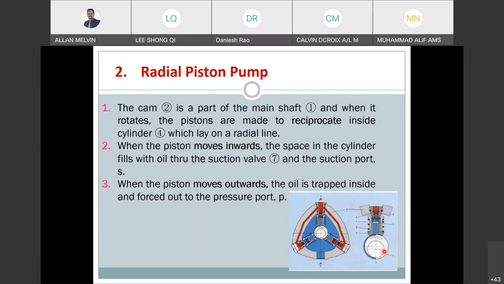So you have some radial line. When the piston moves inward, you have a piston inside, and the space in the cylinder is filled with oil through the suction valve 7. So when the piston moves, oil draws inside. The blue color is oil. You can see here in the bigger picture, the oil is entering inside.